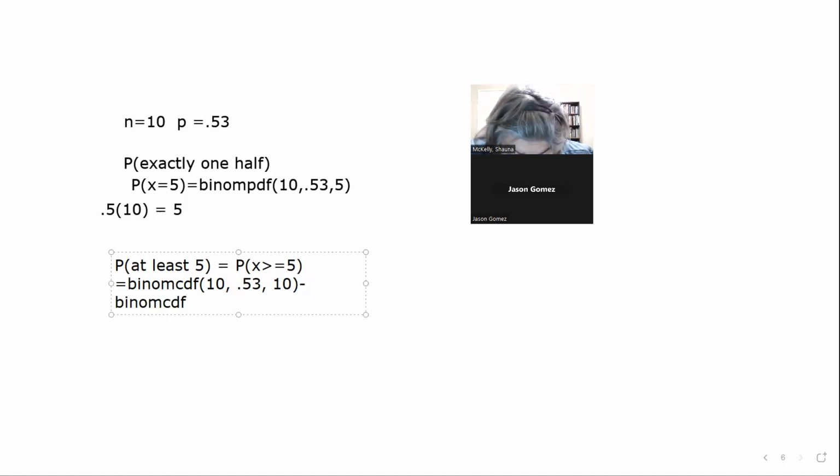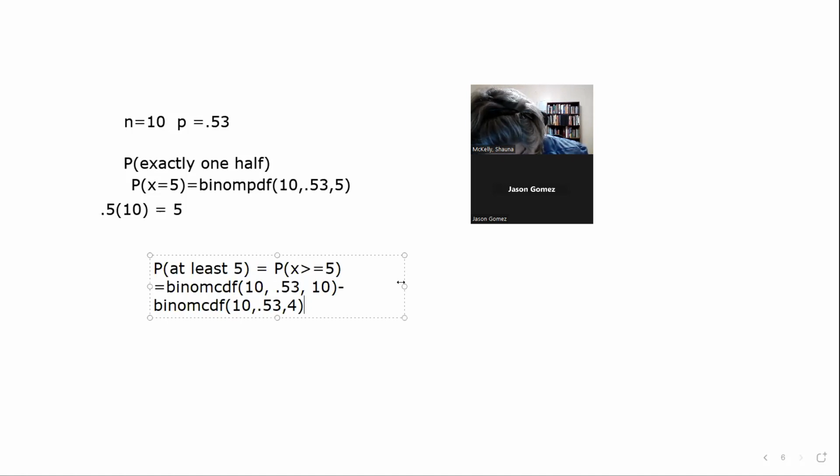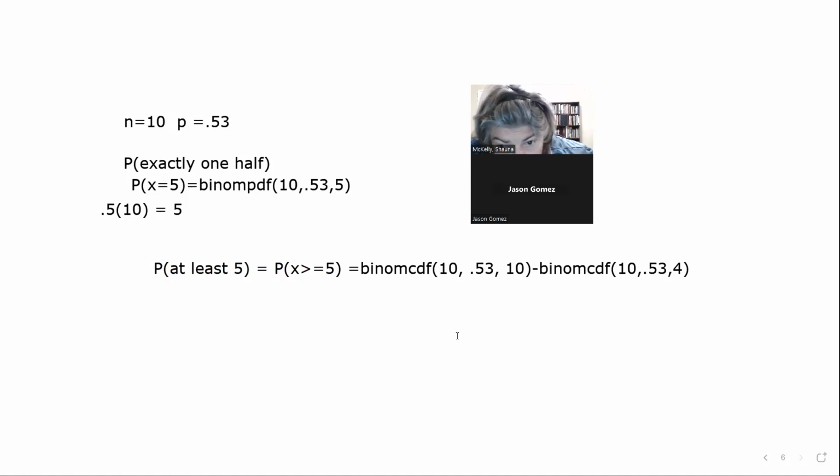binom CDF. It's going to be 10, 0.53. And we're going at least 5. So we want 5 to count, which means we stop at 4 here. That's because that includes 5. So you want to stop at 4. The ones you want to take off, stop at 4. So this is going to give us our statement. This is what you would write on your paper, and then you can just write your answer there.